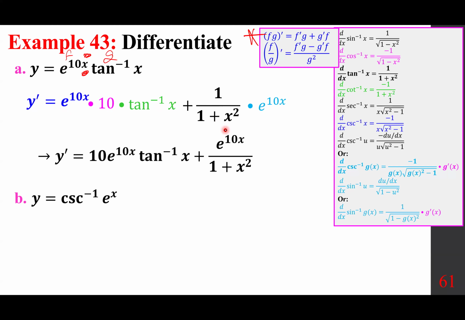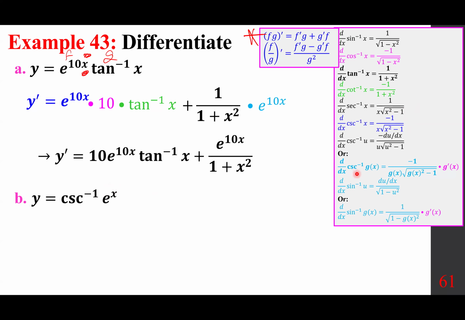Y equals cosecant inverse of e to the power of x. Now, the derivative of cosecant inverse of x is negative 1 over x times the square root of x squared minus 1. And bear in mind that if you happen to have cosecant inverse of a function, then the numerator, instead of minus 1, becomes minus du dx, or if you call this f of x, f prime of x, or g of x, g prime of x.